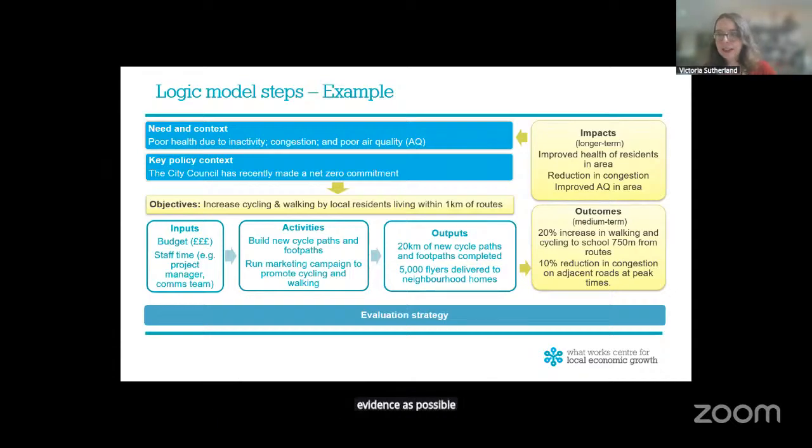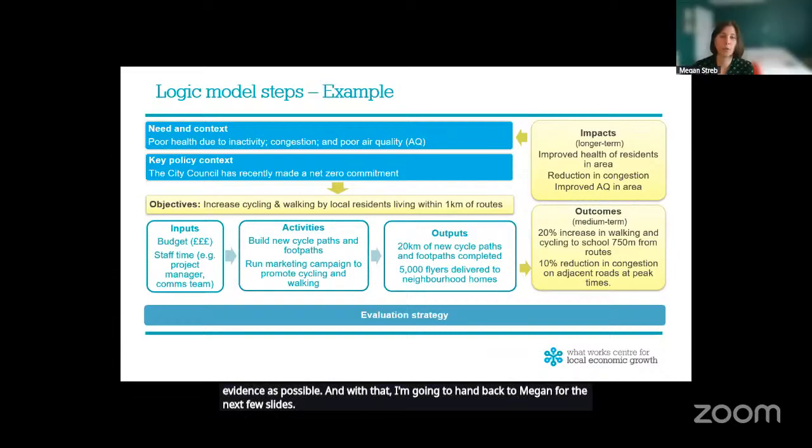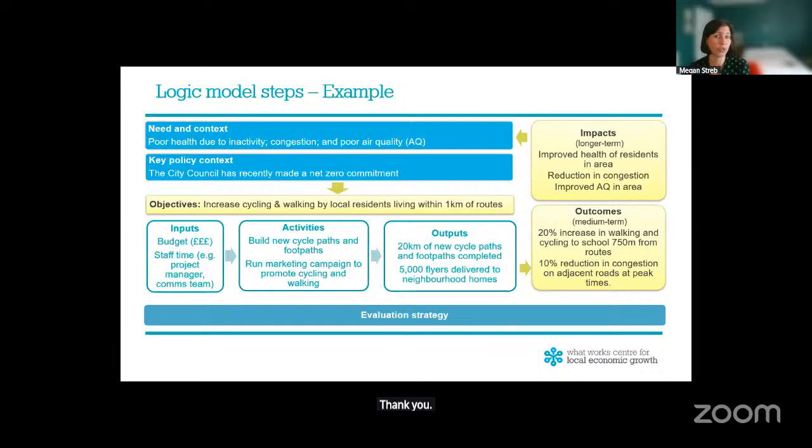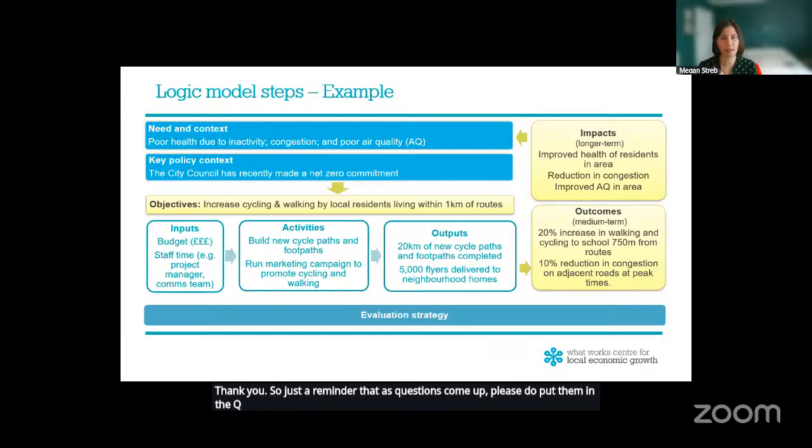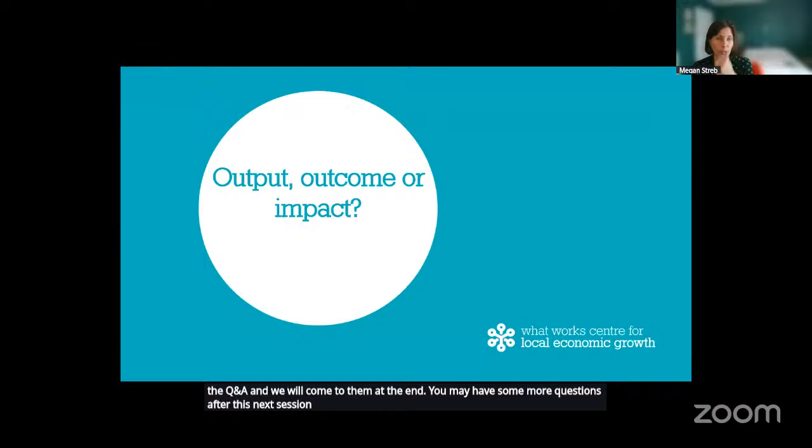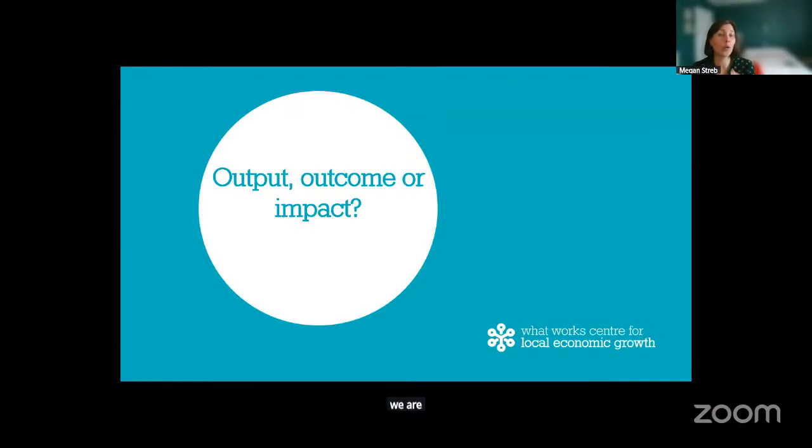And with that, I'm going to hand back to Megan for the next few slides. Thank you. Just a reminder that as questions come up, please do put them in the Q&A, and we will come to them at the end. You may have some more questions after this next session, where we are going to be thinking through outputs, outcomes, or impact.